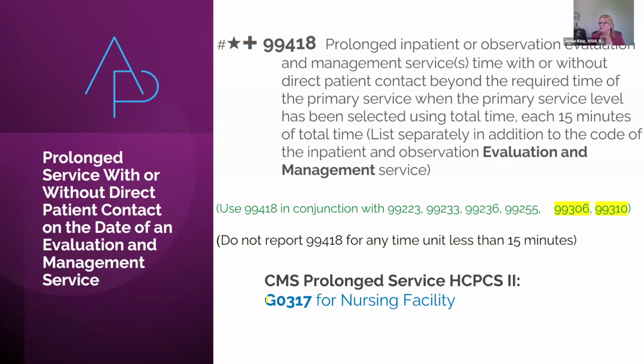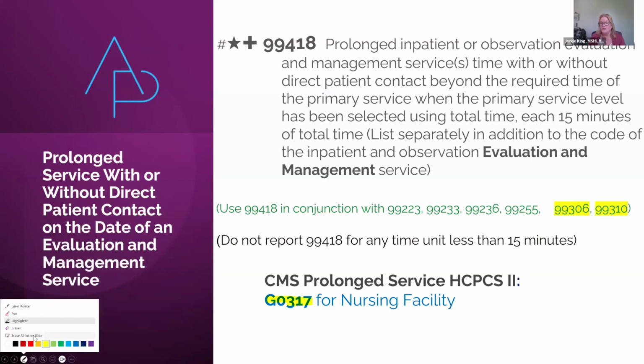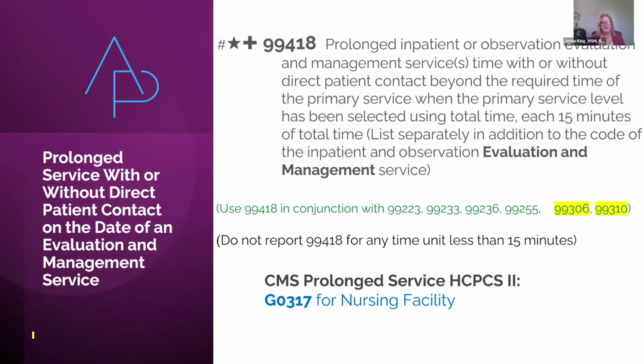Now here's your CMS prolonged service one more time. G0317 is what you're going to report on each 15 minutes. So you can do up to 4. I checked medically unlikely edit on these. You could bill up to 1 hour, if you have full 15-minute increments of time, adding on with that G0317 to a Medicare patient, if it's taking them that long for the E&M while they're in there.